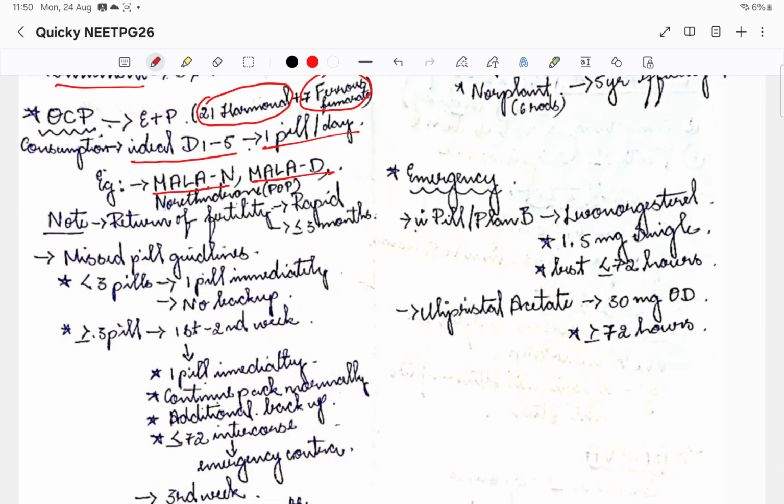Then the progesterone only pill, I told you. The example is norethindrone. Remember that name. Norethindrone is a progesterone only pill.